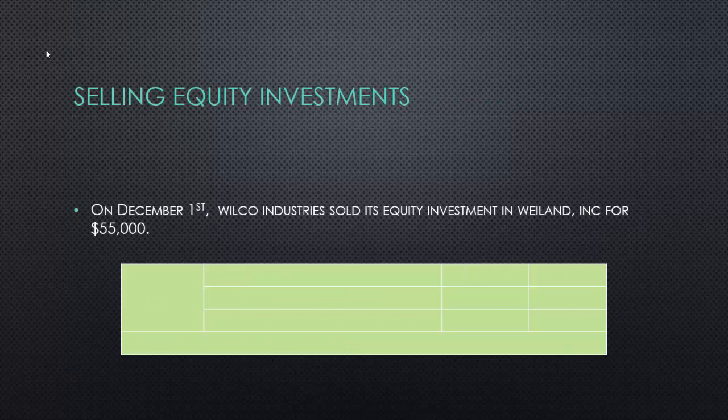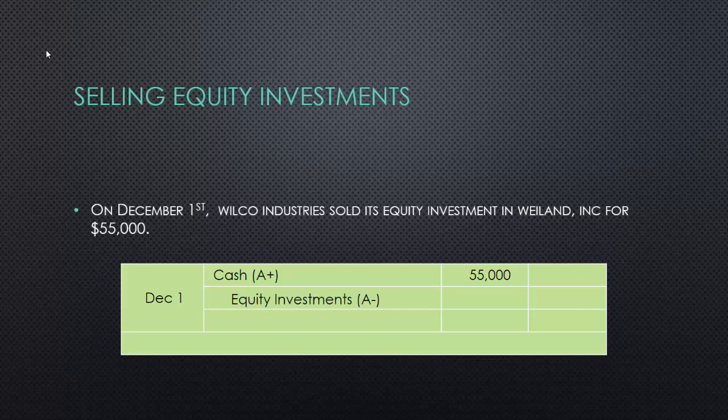When we sell this investment, like Wilco is going to do on December 1st, we need to keep in mind not just the price that we're selling it for, but the price that we paid for it. So in the journal entry, we're going to start with a debit to cash, and that is for the amount of money we are getting by selling this stock. So Wilco is selling their holdings in Wyland Inc. for $55,000, means we're getting $55,000 in cash.